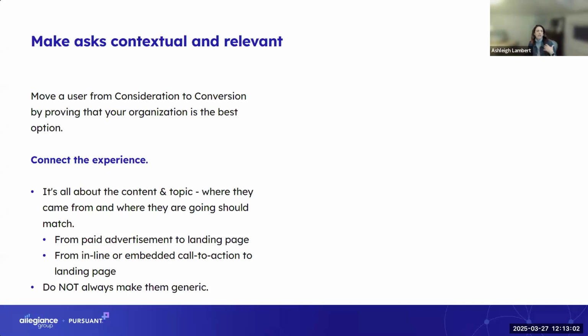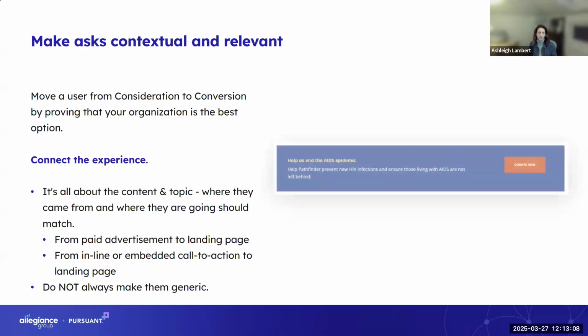So this is what we're trying to talk about: making it contextual and making it relevant. That's really going to be moving the user from consideration to conversion, somewhere in that vein of work. But you're trying to convince them that you're the best option, right? One of the examples I'm showing here is a donate ask. It's not an embedded form, but it's still a contextual ask. This was actually within the AIDS education page.